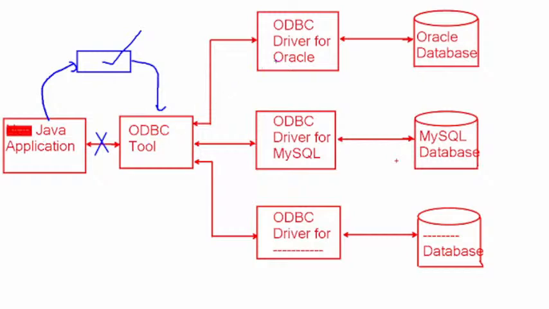After that, with the ODBC driver, it will convert into an Oracle database understandable format. This communication will become slow. Then downloading data from USA to Hyderabad is time consuming. But on the internet, people do not wait even 1 second. You know very well. Okay.